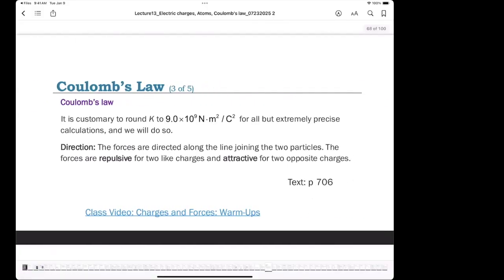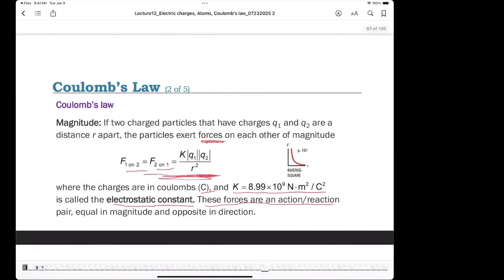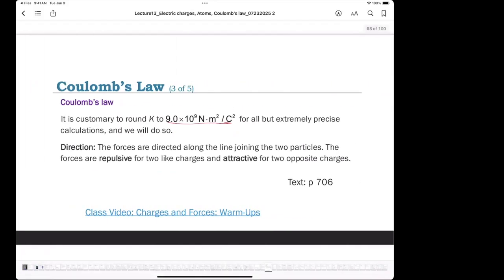It is customary to round k to this value. You can see here k is 8.99. We just round this value to 9 for all but extremely precise calculations, and we will do so. The forces are directed along the line joining the two particles. The forces are repulsive for two like charges.